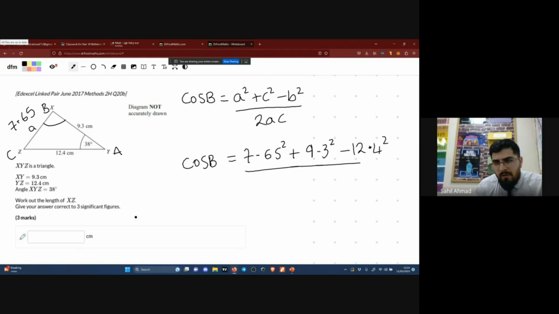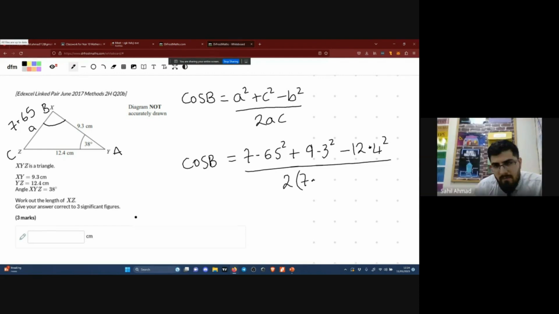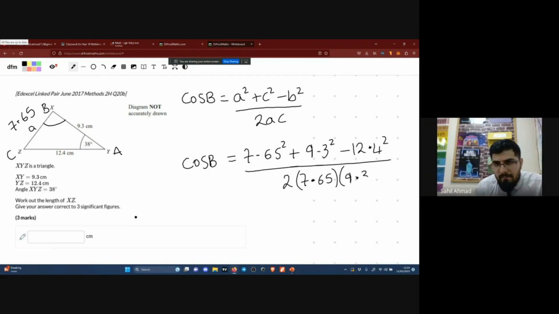All over 2, and then brackets a, which is 7.65, and then c, which is 9.3. Amina, can you please calculate that for me and tell me what cos b is equal to, please?